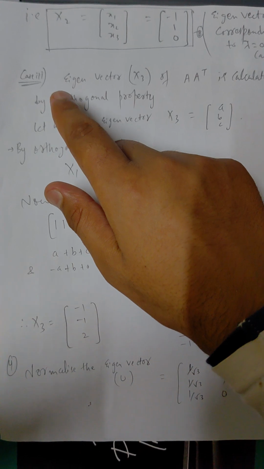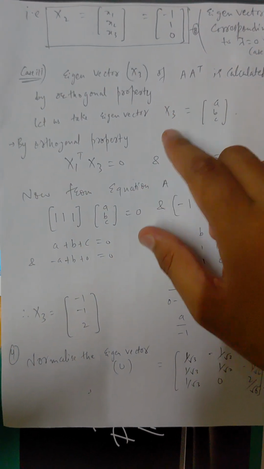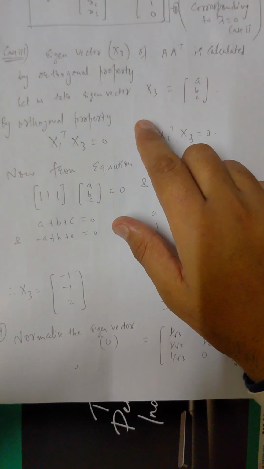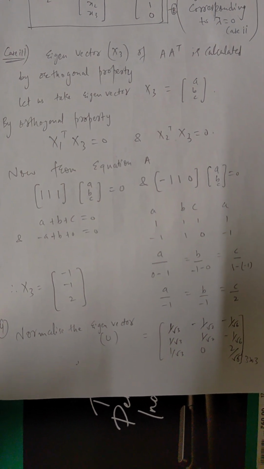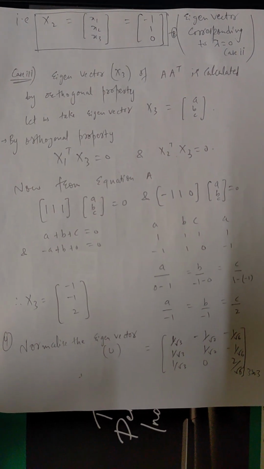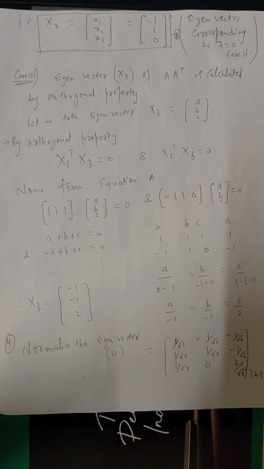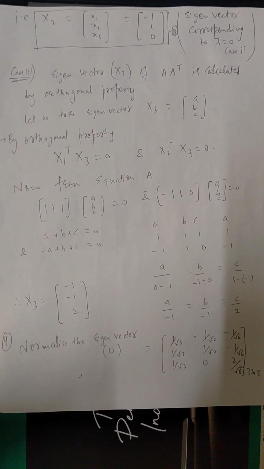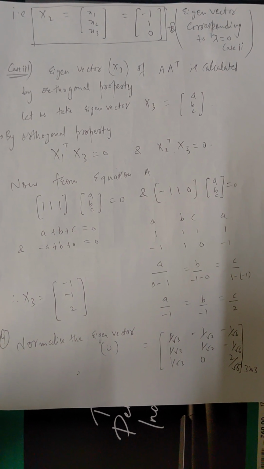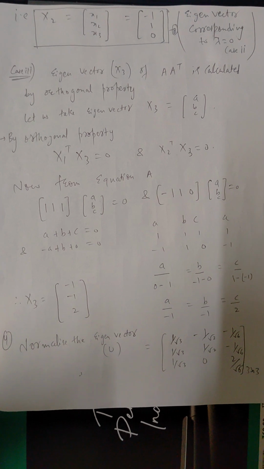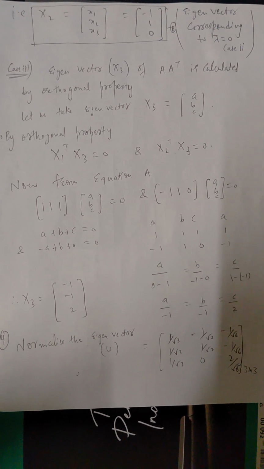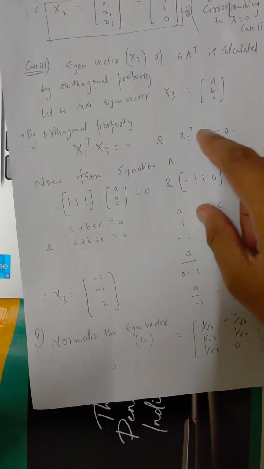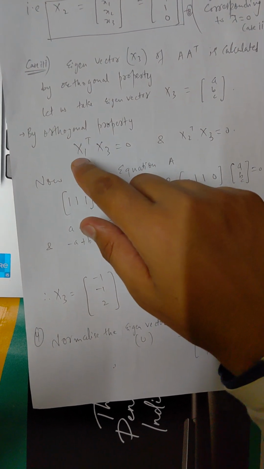So for case 3, this is the special case here. As this is a 2 cross 2 matrix, its rank is 2 only. So to calculate the third value, we have to make use of the orthogonal property. So the third vector x3, we'll assume it as a, b, c. This is the orthogonal property.